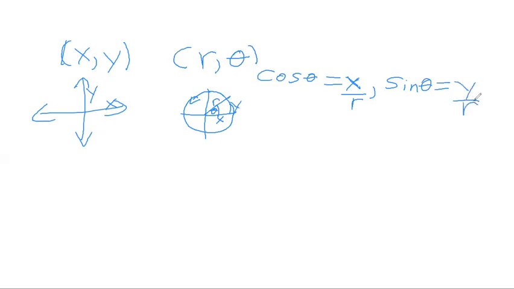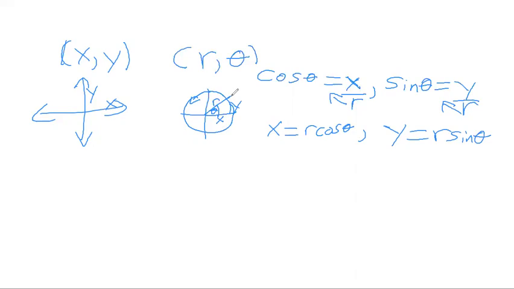Now what we want to look at is, let's solve for x here. If I solve for x, I multiply r to the other side, so x is equal to r cosine theta. And I solve for y, same thing: multiply r to this side. Y equals r sine theta.